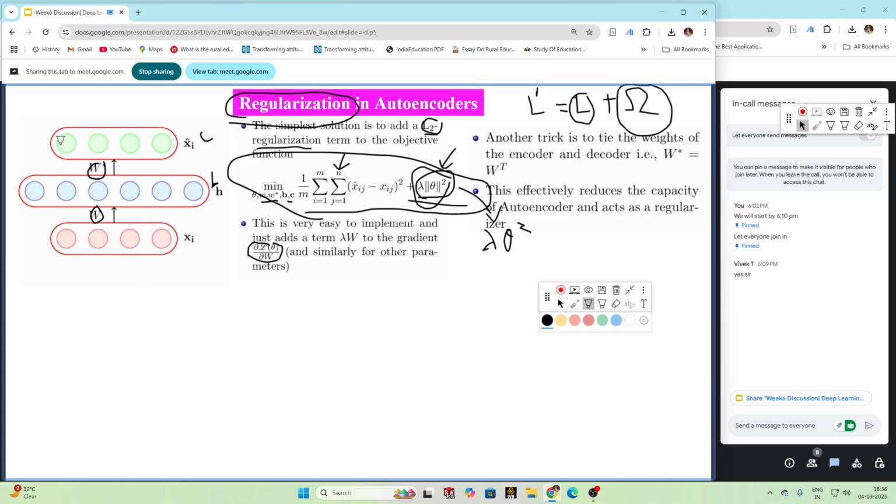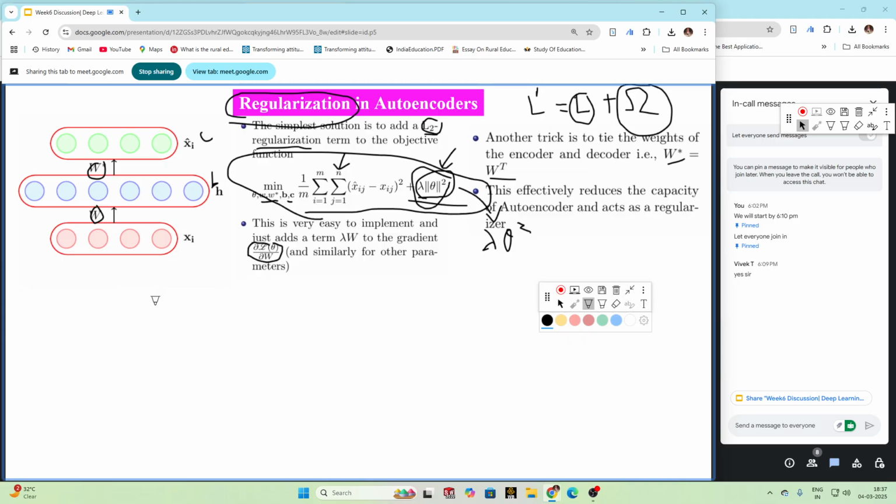So what is the trick? Another trick can be to decrease the number of parameters. So how can we decrease the number of parameters? If our w is equal to w star, or w star is equal to w transpose, then we are using the same set of weights in both layers. So in this layer we have 24 weights and in this layer we have 24 weights, but these 24 weights are equal in both layers. So we are actually decreasing by 24 weights. Earlier it was 58 parameters. Now we are doing our calculation with 34 parameters.